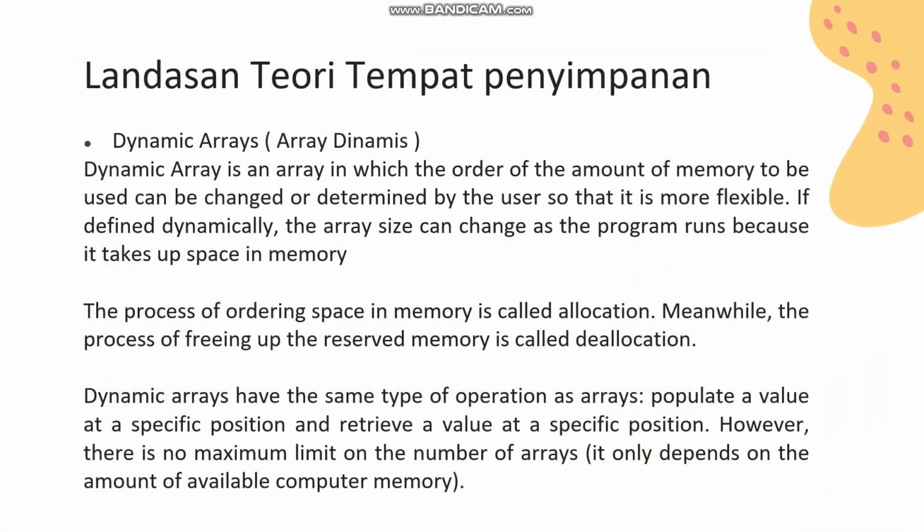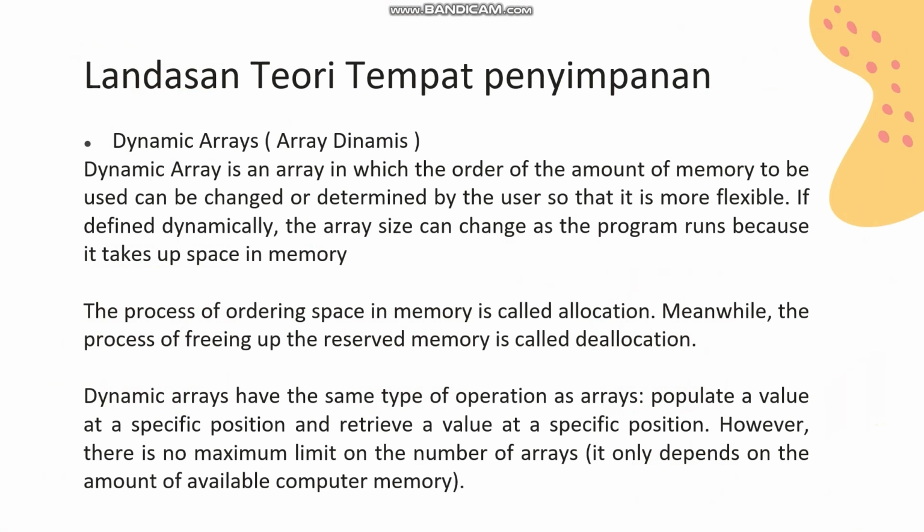The basis of the theory. Dynamic array. A dynamic array is an array in which the amount of memory to be used can be changed or determined by the user, so that it is more flexible. If defined dynamically, the array size can change as the program runs because it takes up space in memory. The process of reserving space in memory is called allocation. Meanwhile, the process of freeing up the reserved memory is called deallocation.